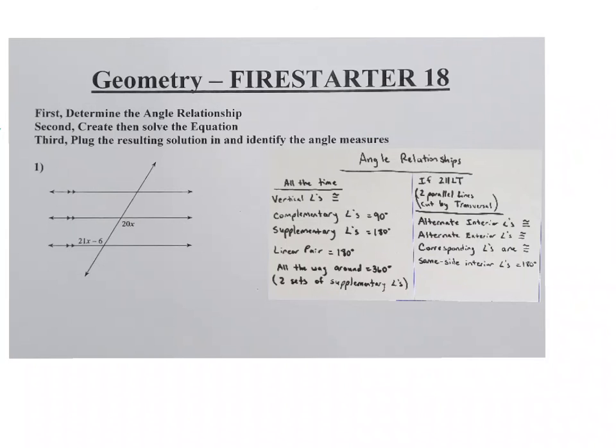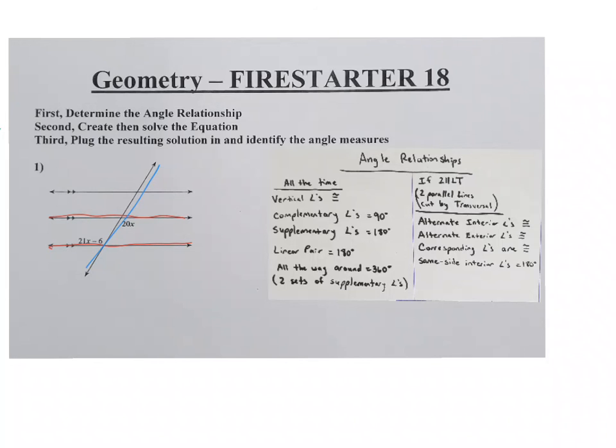Alright guys, so let's go over Firestarter 18. Almost the exact same concept as Firestarter 17. This is reviewing our angle relationships. Remember, number one, as soon as I see these three parallel lines, I'm not focusing on all these parallel lines. I'm just going to pick two of them. I'm going to look at this one right here and this one right here, because those are the ones that have the letters touching them. And this is the transversal.